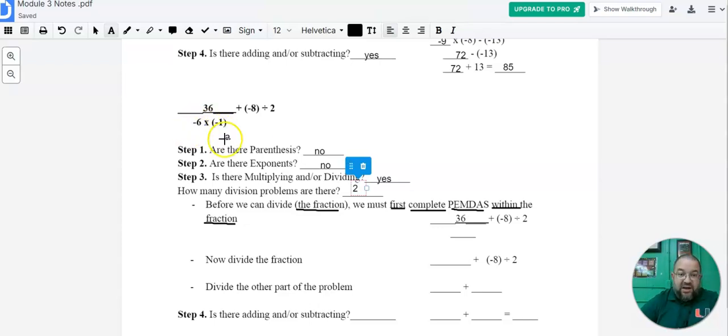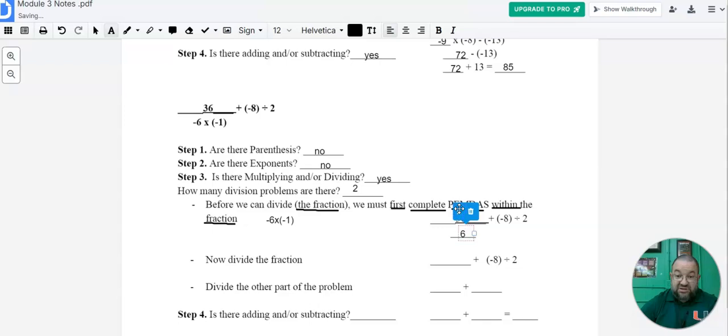The first thing we need to work out is this denominator up here. We've got the numerator here, the denominator here. I'm going to work this in a text box right here. That is -6 times -1. What is my answer to that? Well, -6 times 1 is 6. We've got two negative numbers, so the answer is going to be positive. So we got 6.